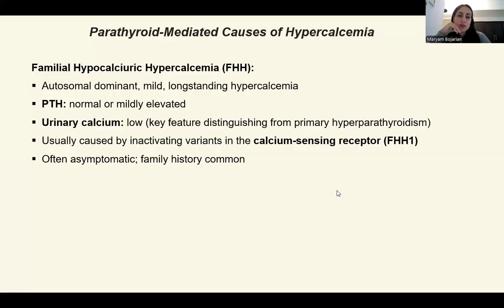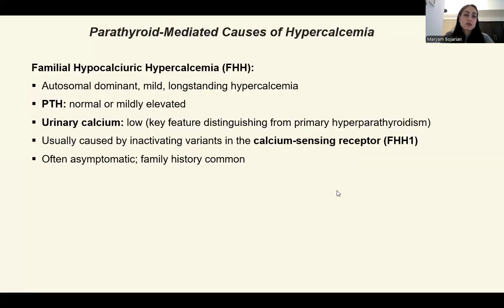We usually check a 24-hour urine calcium and measure the calcium creatinine ratio, and based on that, if we cannot decide, we send the patient for a genetic test. And family history is really important. Always ask the patient whether any family members, like parents or siblings, have hypercalcemia. But again, it's really important to differentiate these two entities from each other.